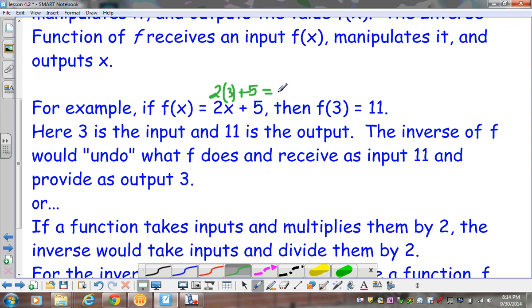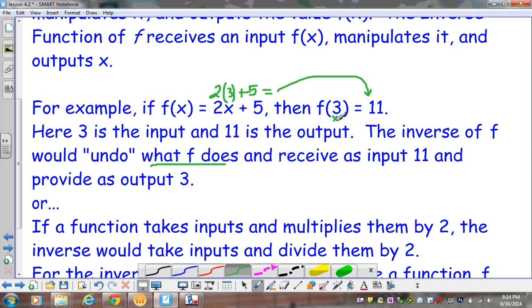6 plus 5 equals 11. So f of 3 is 11. So here, 3 is your input, your x value, and 11 is the output. That would be your y value. The inverse would undo what f does and receive as input 11 and provide your 3 as output. So basically, again, you're just switching your x and your y value.